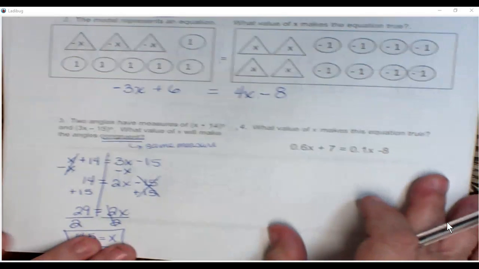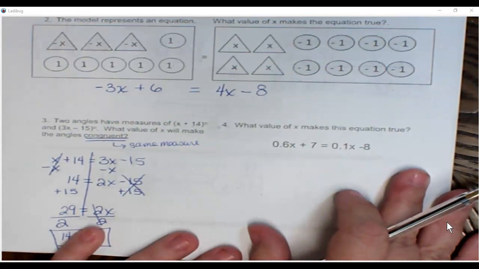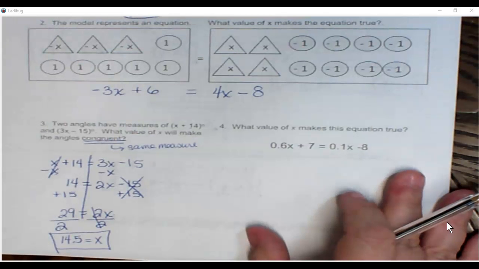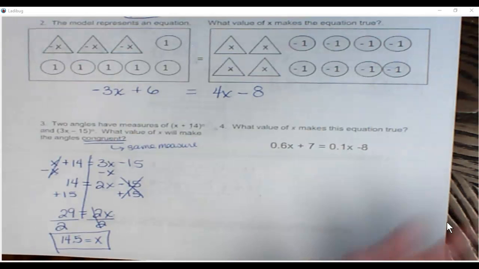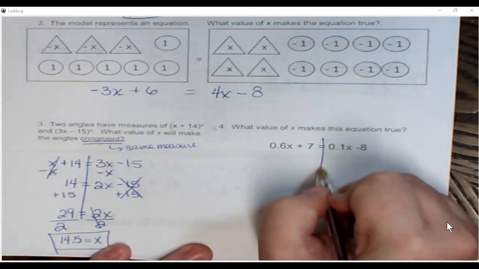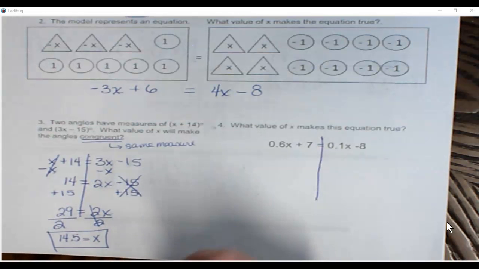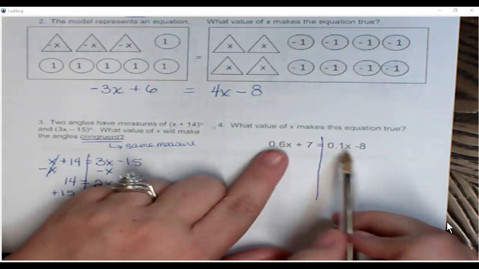All right, our last one. What value of x makes the equation true? That's just a fancy way to say solve for x. Find the value of x. All right, so we're going to draw that line down the equal sign. Remember, variables to one side, numbers to the other. So let's look at our variables.